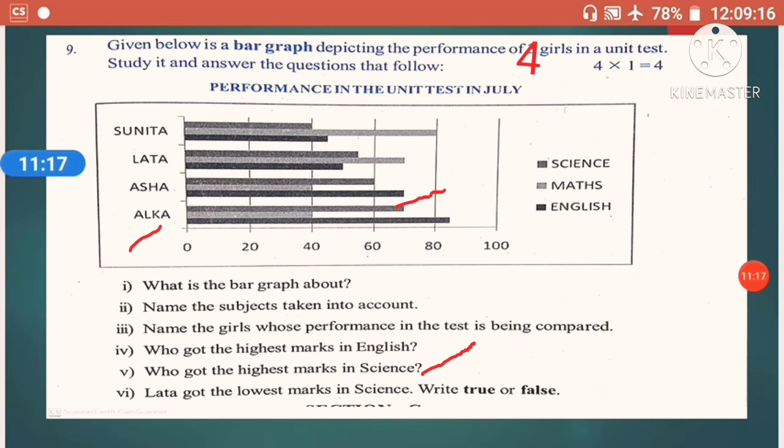Fine. Okay, let's observe this sixth question. Lata got the lowest marks in science. Right, true or false? Is it true or false? It is false. Sunita got the lowest marks, not Lata. Fine. Here you can see.